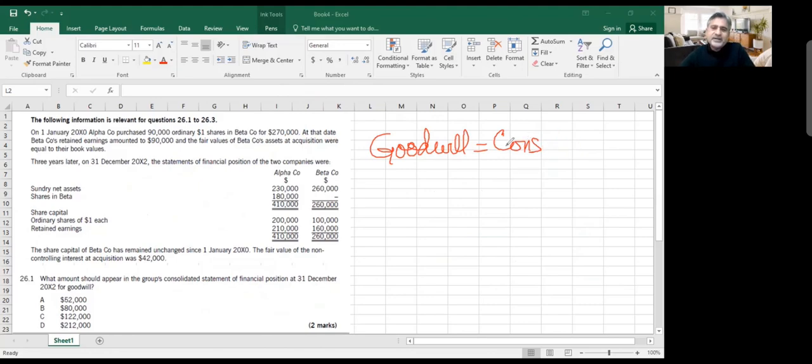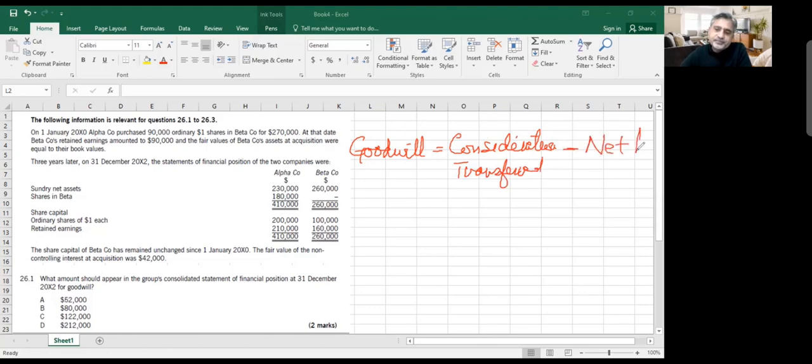Let me write a little bit smaller because I'm writing too big and I don't have space left. Goodwill is consideration. Consideration is the price which you pay. Consideration transferred, we use the word transferred, minus the net assets. So if you transfer consideration of 450K and net assets were 300, your goodwill is 150K. This is over and above what you pay than the net assets. Are we clear on this?